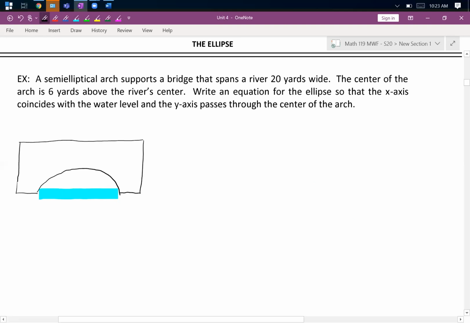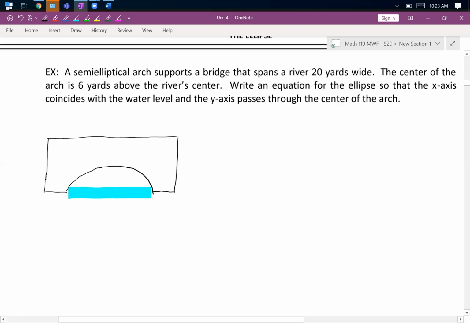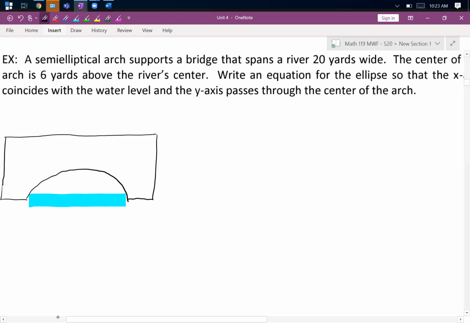All right, it says that this river is 20 wide. Now hold on about filling in your diagram. You may change the way you want to write it because I'm going to erase some stuff. So we know it's 20 wide. It says that it is 6 tall.